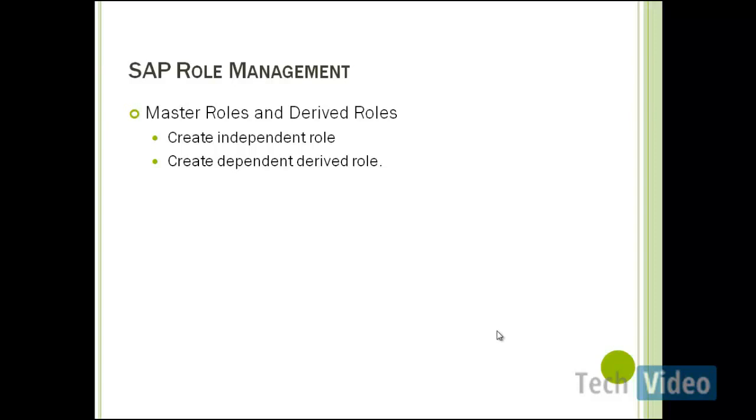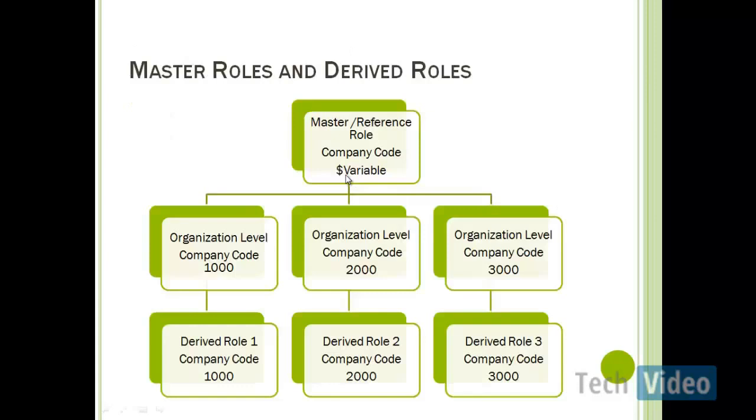We see in our system how to create an independent role, how to create dependent derive roles. The idea behind this master role and derive role is that you create one role called master role or template role, then you roll it out to different derive roles with the same authorization objects but with different organization levels.